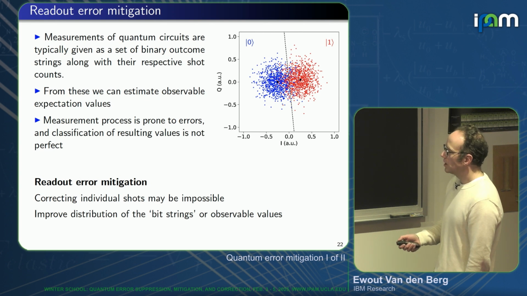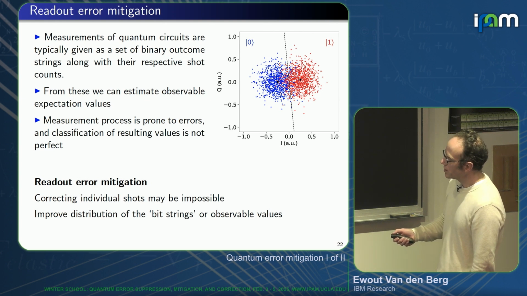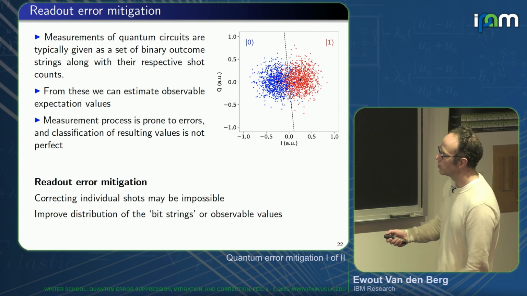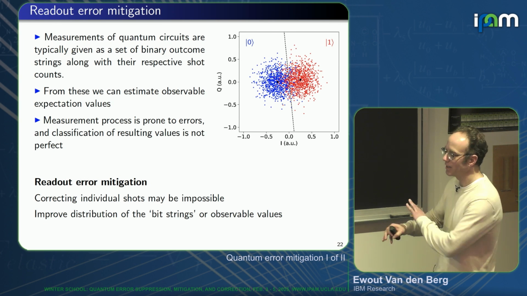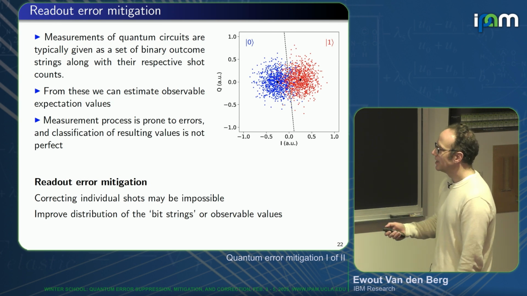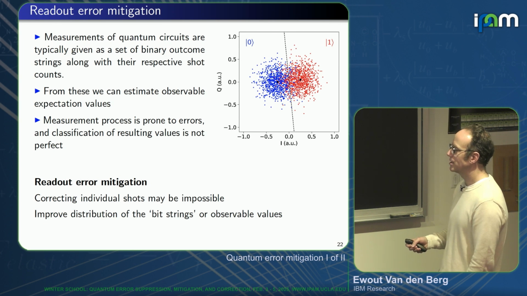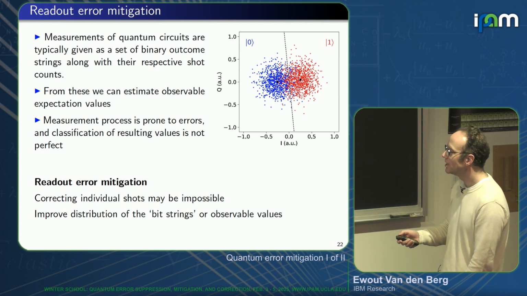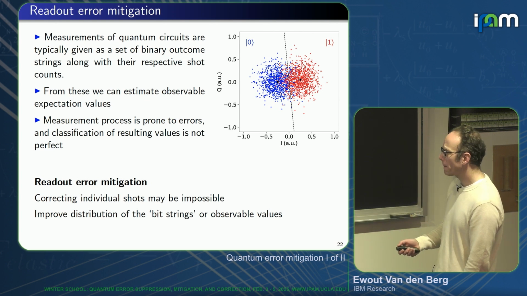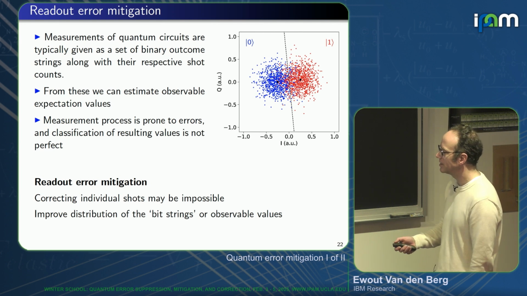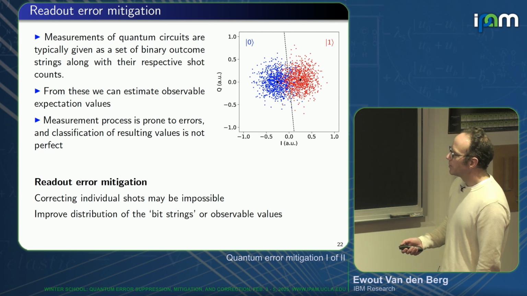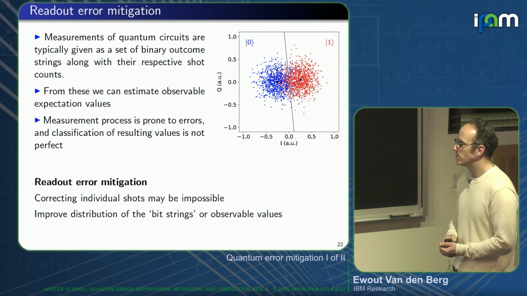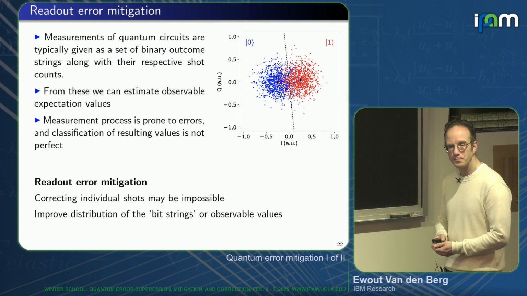Now, if I just give you a point here, then based on this information, you cannot say if it was a 0 or a 1. There are some red points here, and they might overlap exactly, so you can't differentiate. That means you cannot really correct individual shots and say, oh well, this was something else, although you could use some repetition code and try to do that. What we can do is try to improve the distribution of the bit strings or the observable values, right?